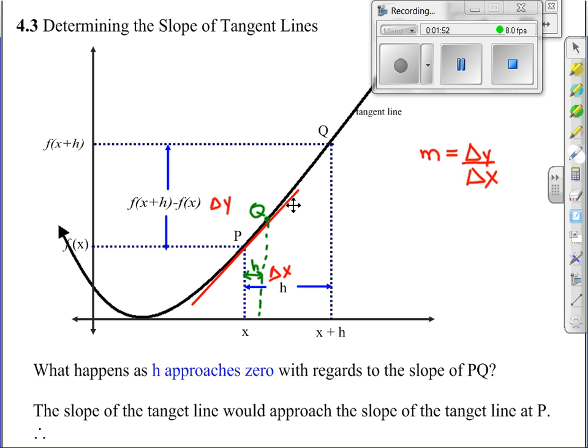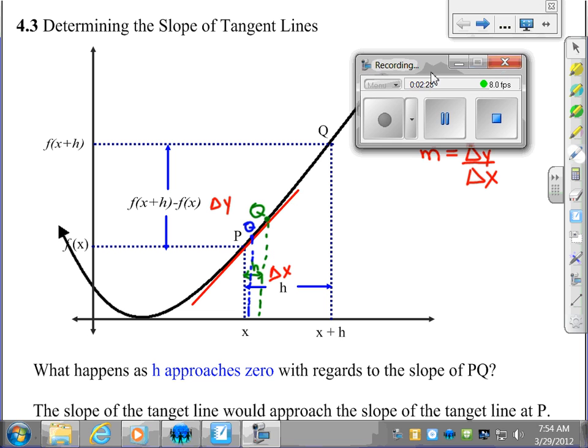Well, then what happens if Q gets moved to here? And the distance between x and h becomes even smaller. And what if it gets closer and closer and closer? In fact, so close that the points are infinitely close together. Or in other words, the h value, the difference between P and Q in the x values, is becoming very, very small. Then the distance between P and Q becomes very, very close. Well, we would say then that has to be very, very close to the slope of the tangent line. And we talk about that limit as being the derivative.